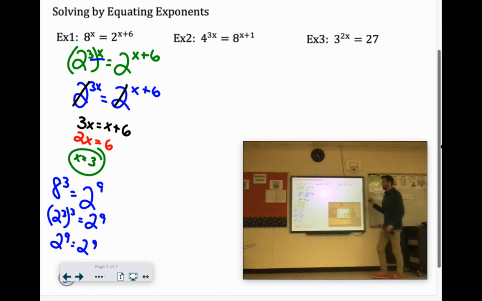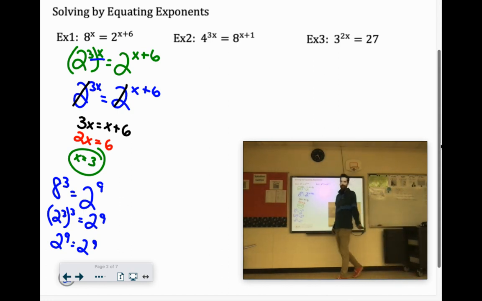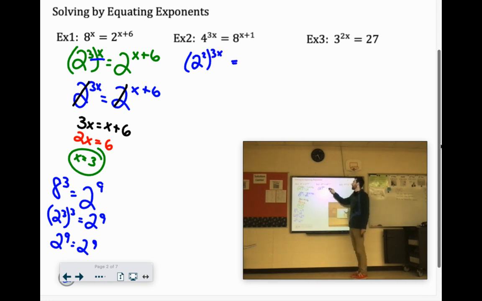Now, some people will see 4 and 8 and they'll be like, oh, 4 goes into 8. But we've got to get the common base with exponents. So we're going to rewrite 4 as 2 to the second power, and that's still going to the 3x power. And then 8 is 2 to the third power. And then we have the x plus 1.